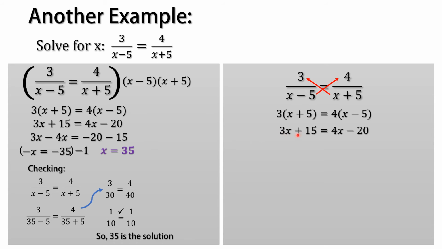We have 3x plus 15 equals 4x minus 20. And then combining like terms, transfer 4x to the left side, transfer plus 15 to the right side. It will give us 3x minus 4x equals negative 20 minus 15. And then simplify: 3x minus 4x is negative x, negative 20 minus 15 is negative 35. Eliminate the negative sign by multiplying by negative 1, it will give us x is equal to 35.